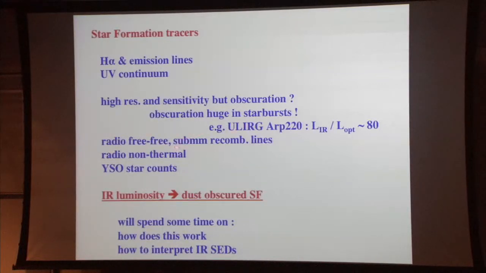Radio free-free. There's a sub-millimeter recombination line. It's something that I've been doing recently with ALMA with a bunch of people in this room. It turns out to be viable, but really only viable for objects out to sort of 50 megaparsecs. Otherwise, they're too weak. But then radio non-thermal and YSO star counts. So let me deal with the YSO star counts, and then I'm going to spend the rest of the time on the infrared luminosity.